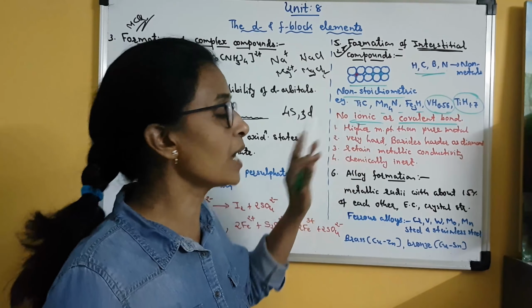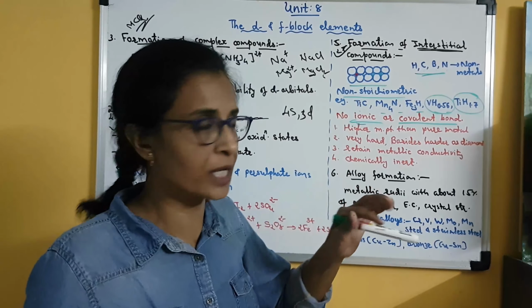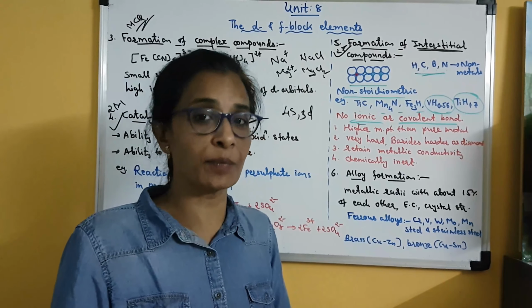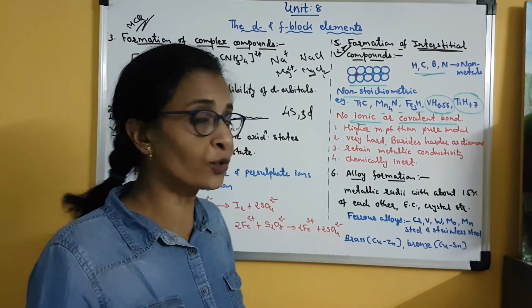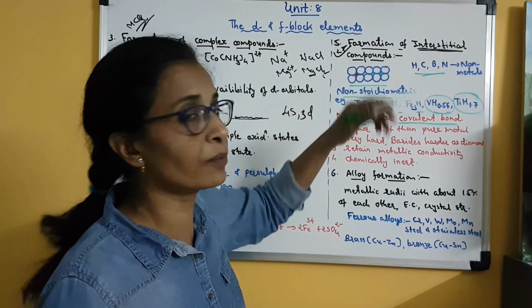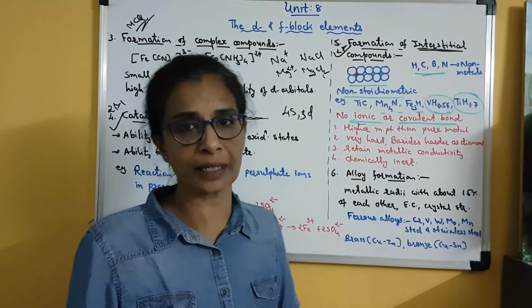Clear? They are very hard. In this example, borides are given. Some borides, not all, some borides are as hard as a diamond. Clear? So if we want to increase hardness of the transition element, then interstitial compounds are formed. Then third, they retain their metallic conductivity.